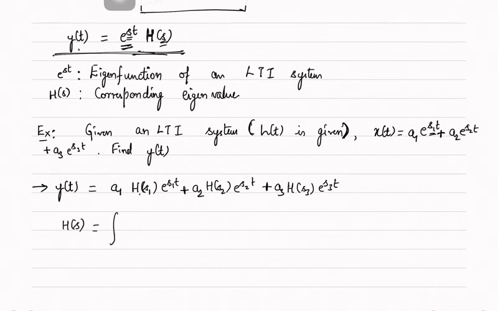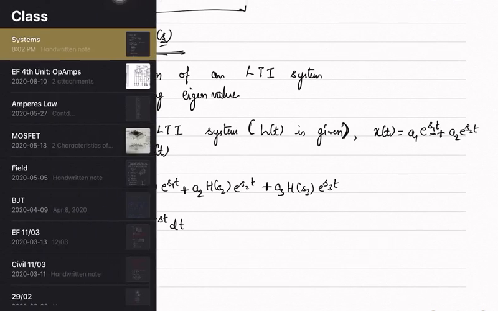Now what is h of s? h of s is nothing but that integral. It doesn't matter what the variable of integration is. Ultimately, t, tau, eta, whatever it is, it's going to vanish, and what remains is the value.